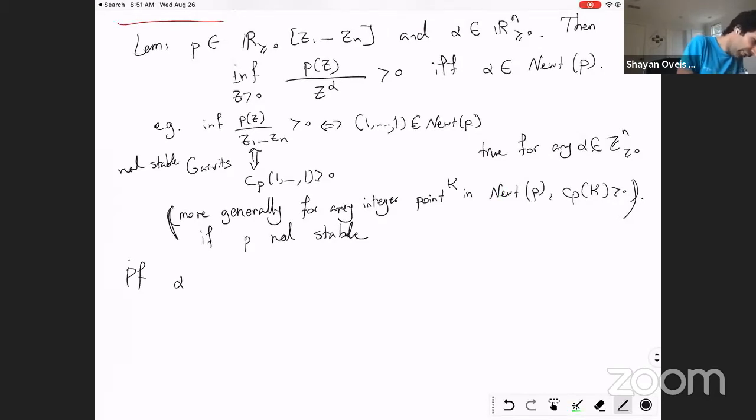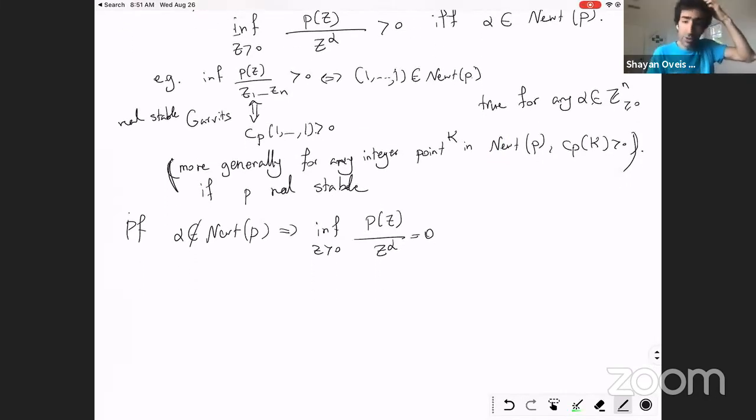So I proved that if alpha is not in the Newton polytope of P, then this infimum of P(z) over z to the alpha is 0. Just to give you a flavor of how such an argument could go. So the way you do it is the following. Let's say this is a Newton polytope, and it's a convex object, and this is my alpha. And if alpha is not in the polytope, there is a separating hyperplane.